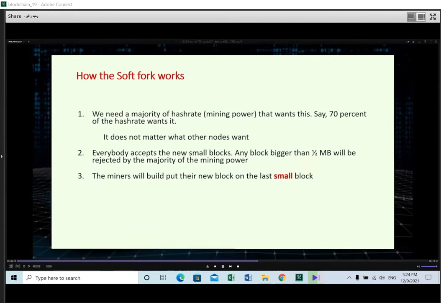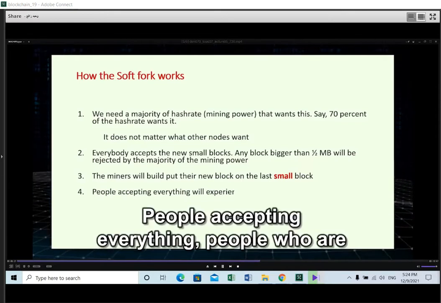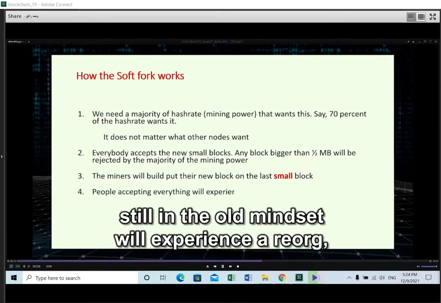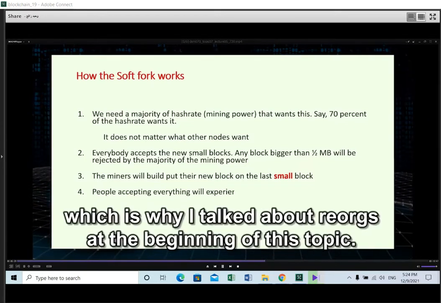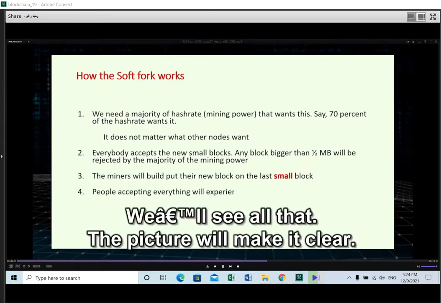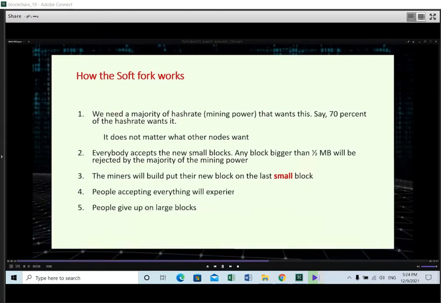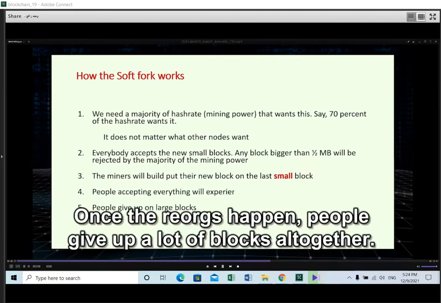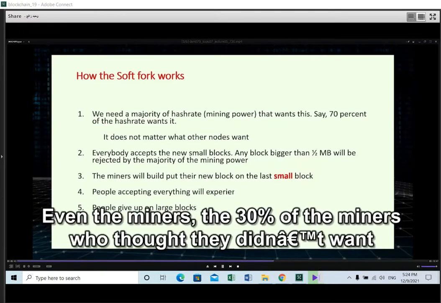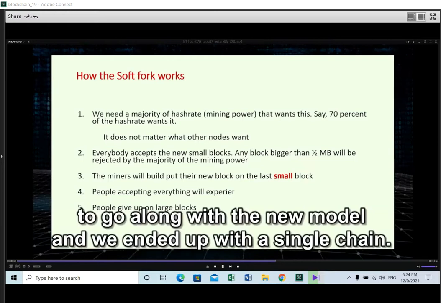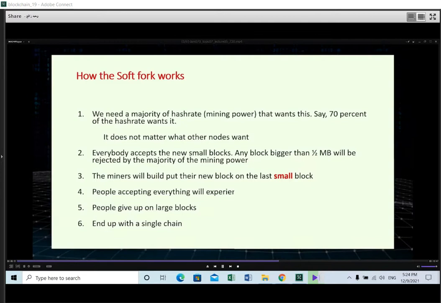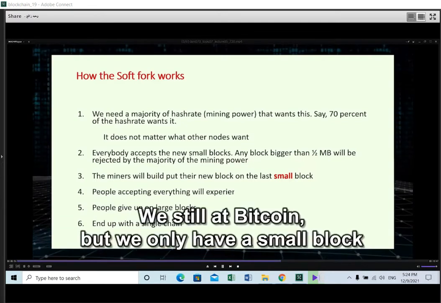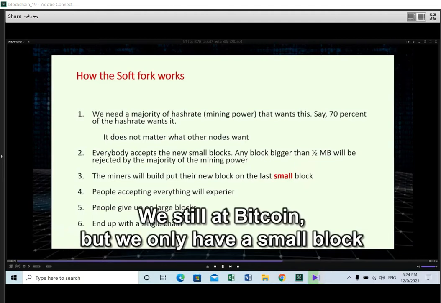And people accepting everything, people who are still in the old mindset, will experience a reorg, which is why I talked about reorgs at the beginning of this topic. And we'll see all that in the picture, which will make it clear. And then once the reorgs happen, people give up on large blocks altogether, even the 30% of the miners who thought they didn't want to go along with the new model. And we end up with a single chain. And so we're still Bitcoin, but we only have small blocks.